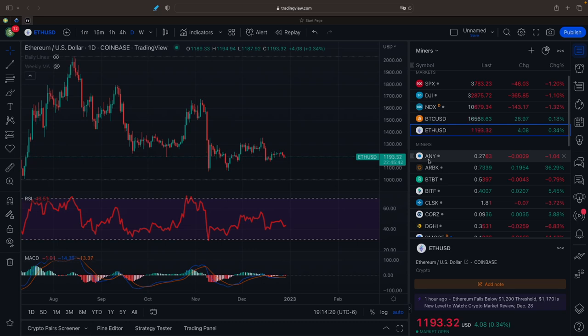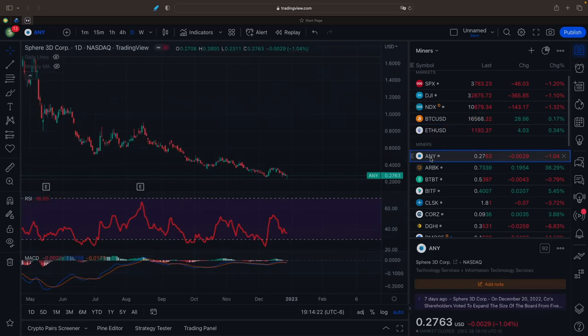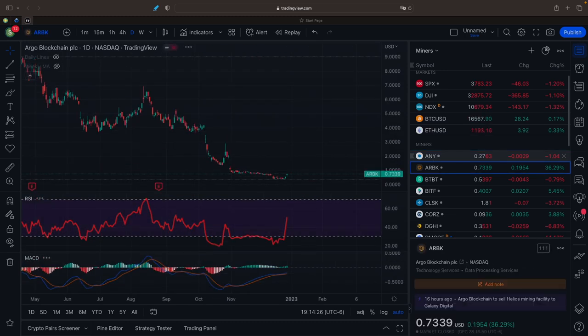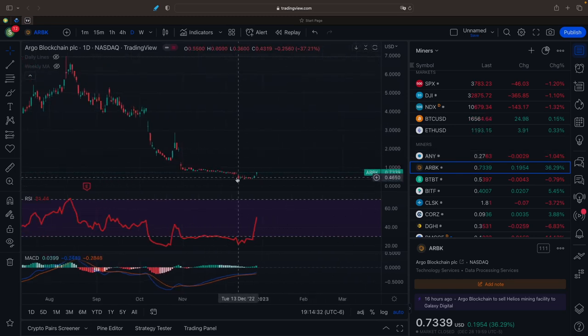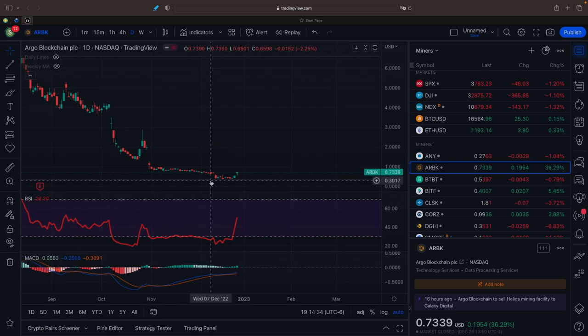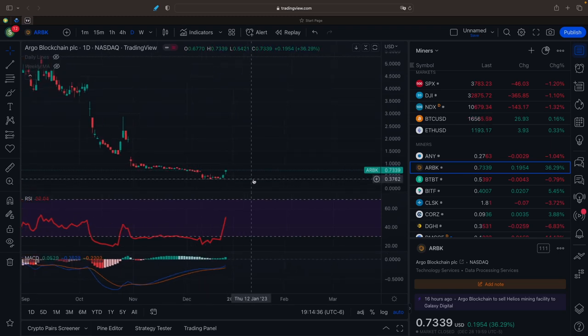Miners were a little bit mixed today. We have some that were down, some that were up. ANI was down 1.04% to 27 cents. Argo was up today quite nicely, 36.29%, based on the news that came out today with them selling the Helios facility in Texas. So the market liked that. That avoided them getting into bankruptcy, so that was good.